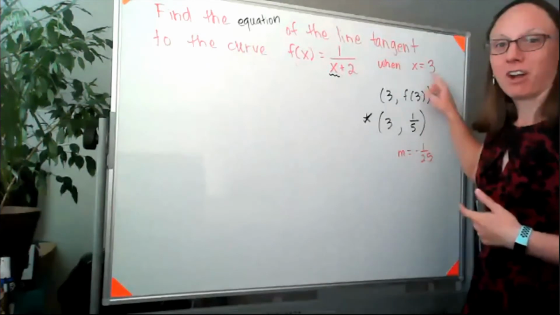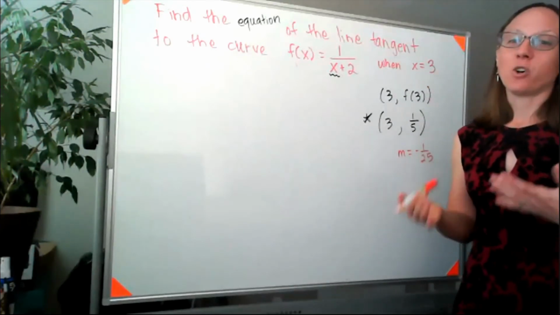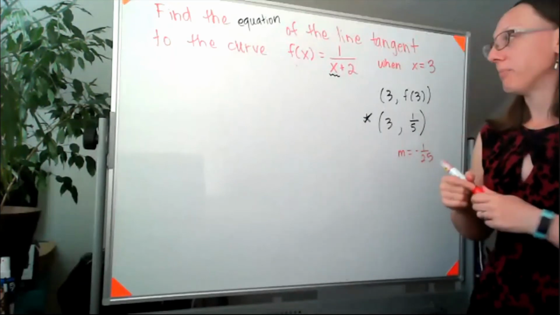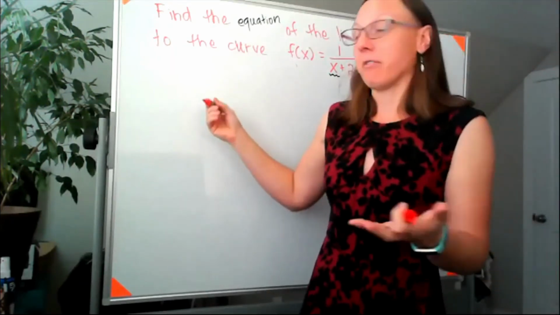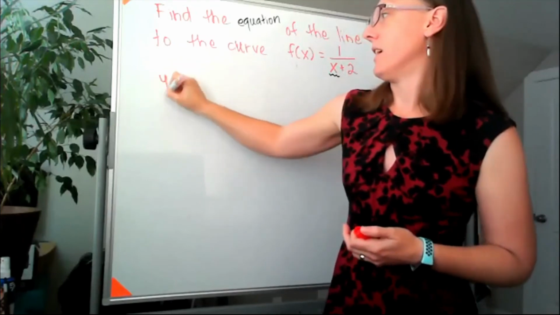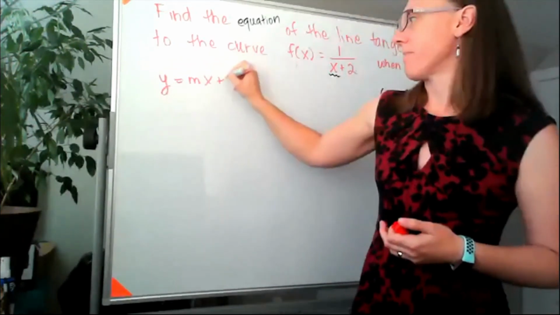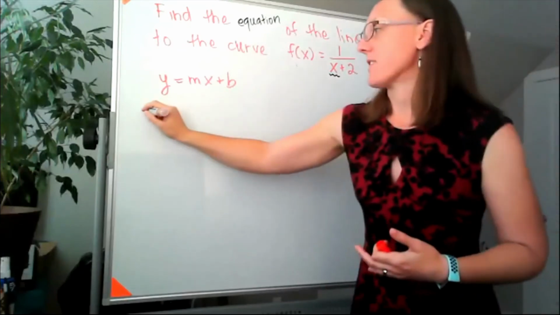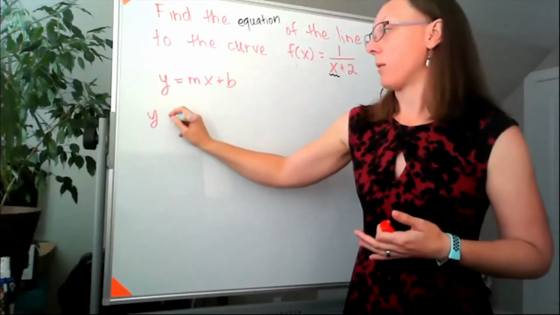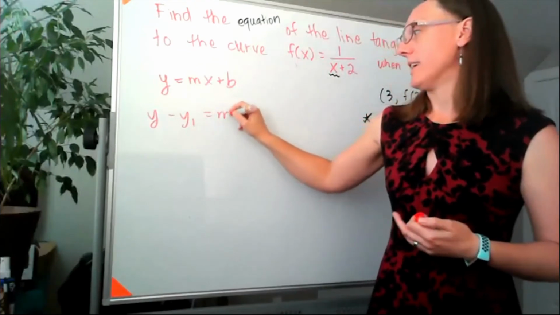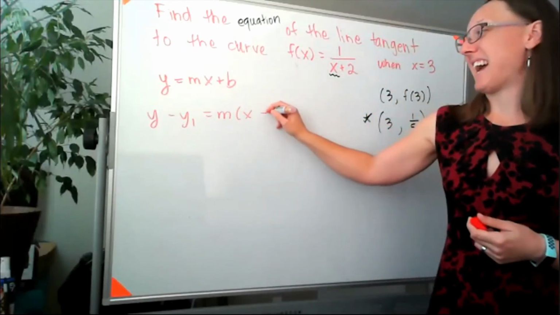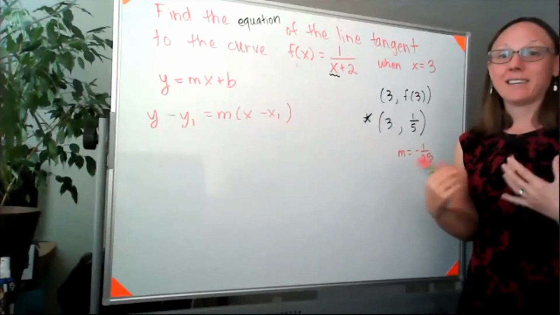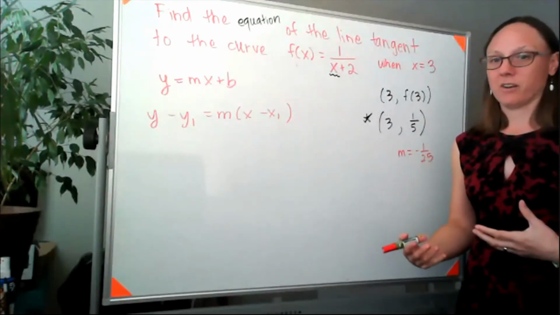I've got a slope and I've got a point. So if I need to find the equation of that tangent line, usually most students, their favorite version for the equation of the line is y equals mx plus b. My calculus favorite version is our point slope form that looks like y minus y1 is equal to m times x minus x1.